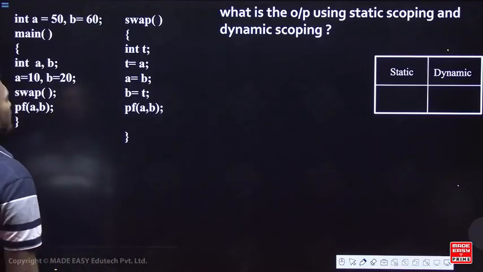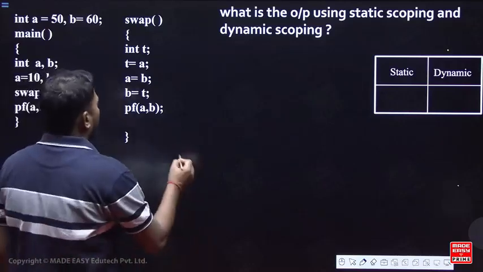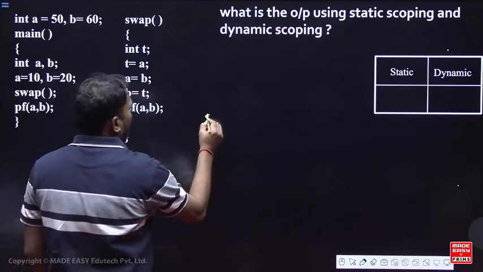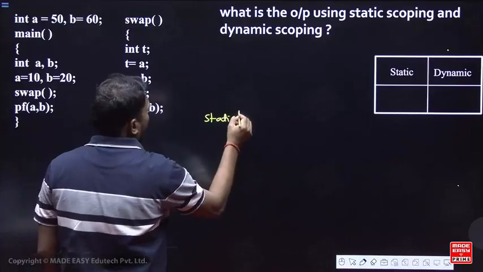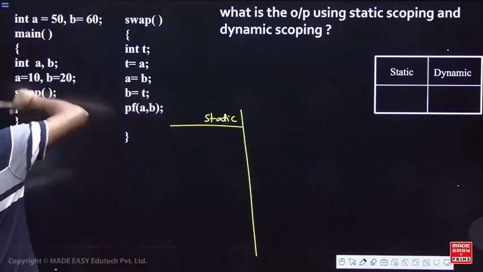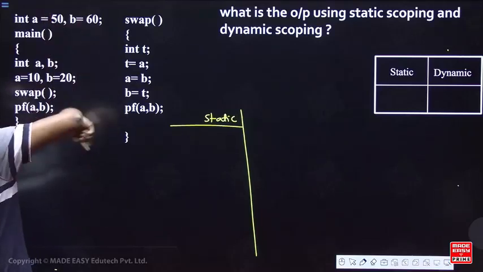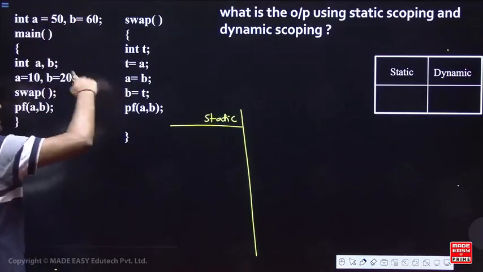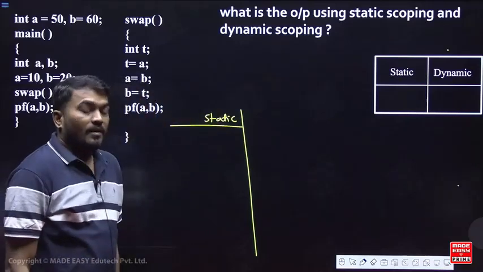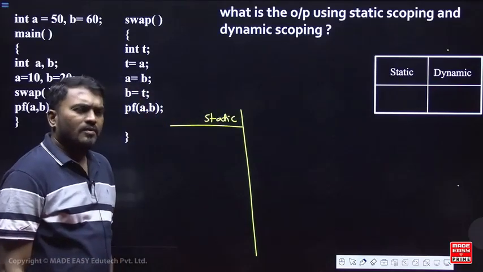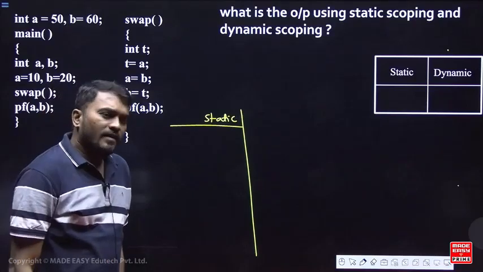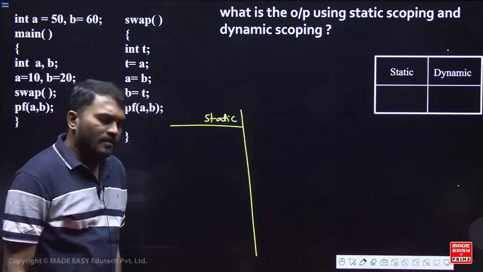So first I am solving with static scoping. I write it here. Now when you execute this program, what happens? Listen carefully. The memory will be allocated at compile time. In compile time, memory is allocated for what? Global variables and static variables.